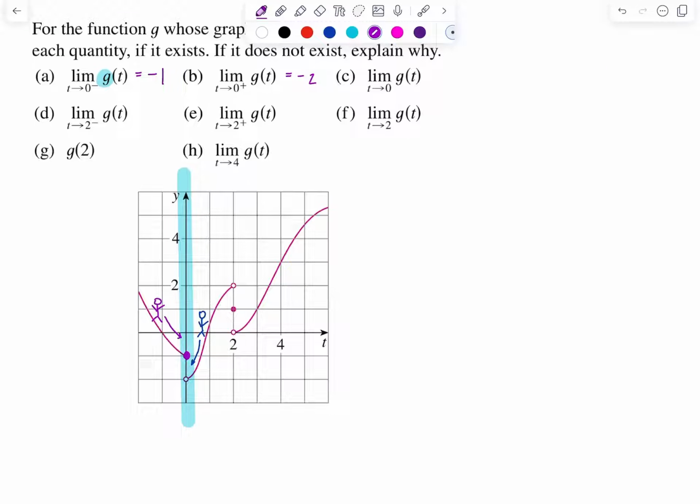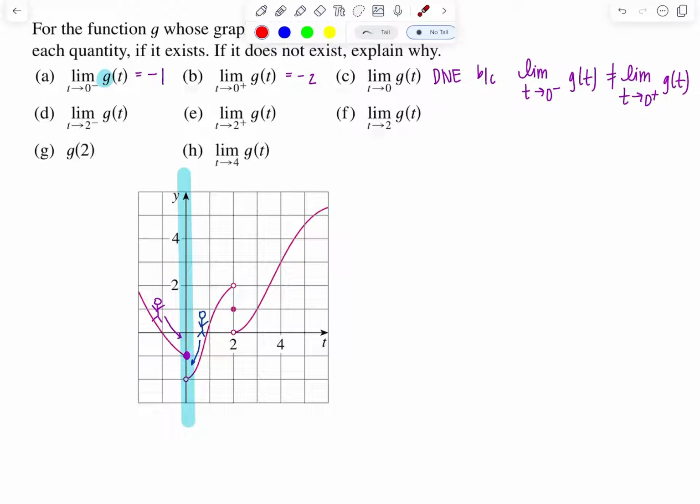I need some breathing room. I'm going to say this does not exist because the limit as t approaches 0 from the left of g of t does not equal the limit as t approaches 0 from the right of g of t. Basically, it's like if you tell your friend, hey, let's meet at t=0, and you don't tell them from which side of the graph they should come, you guys may not find each other, right? That's the problem.